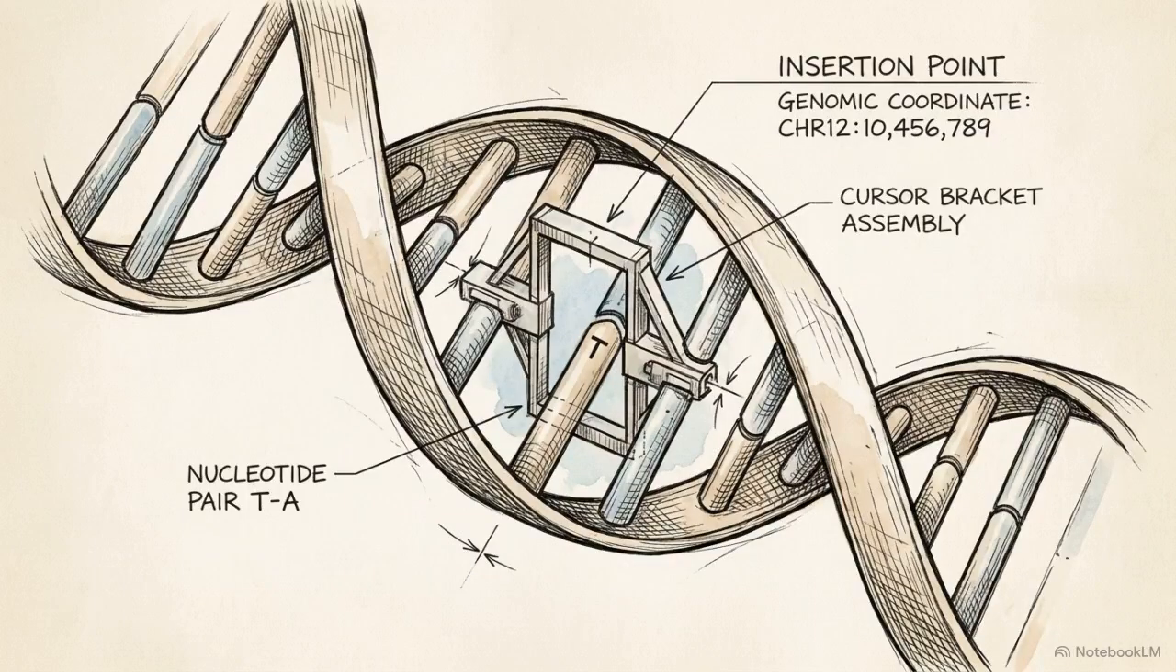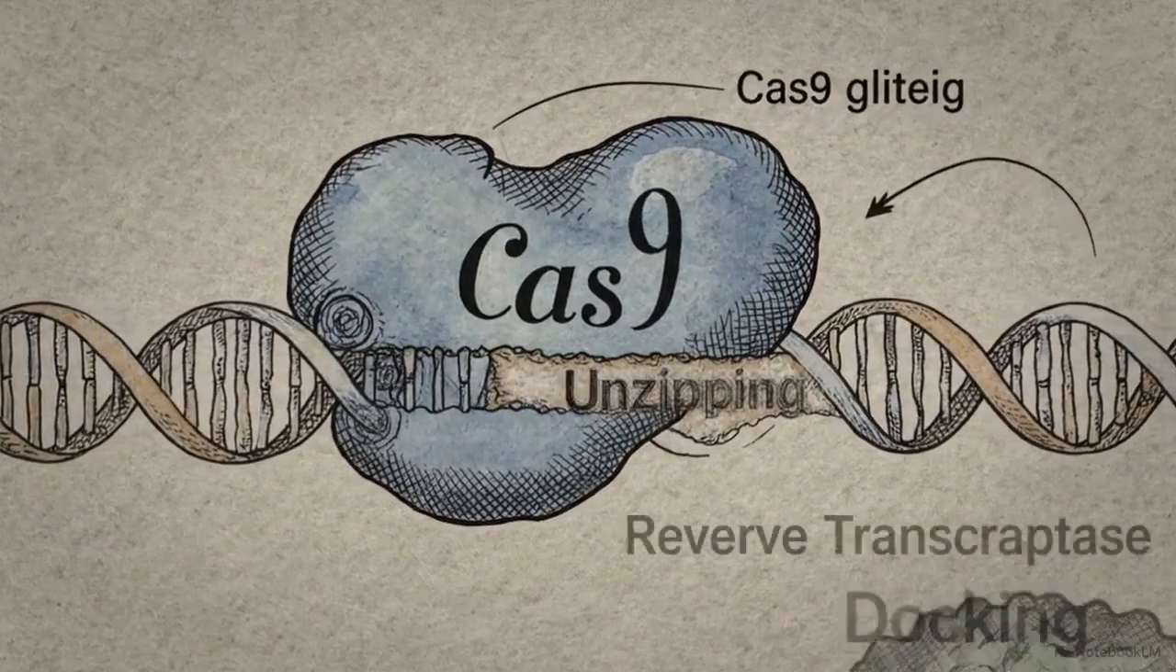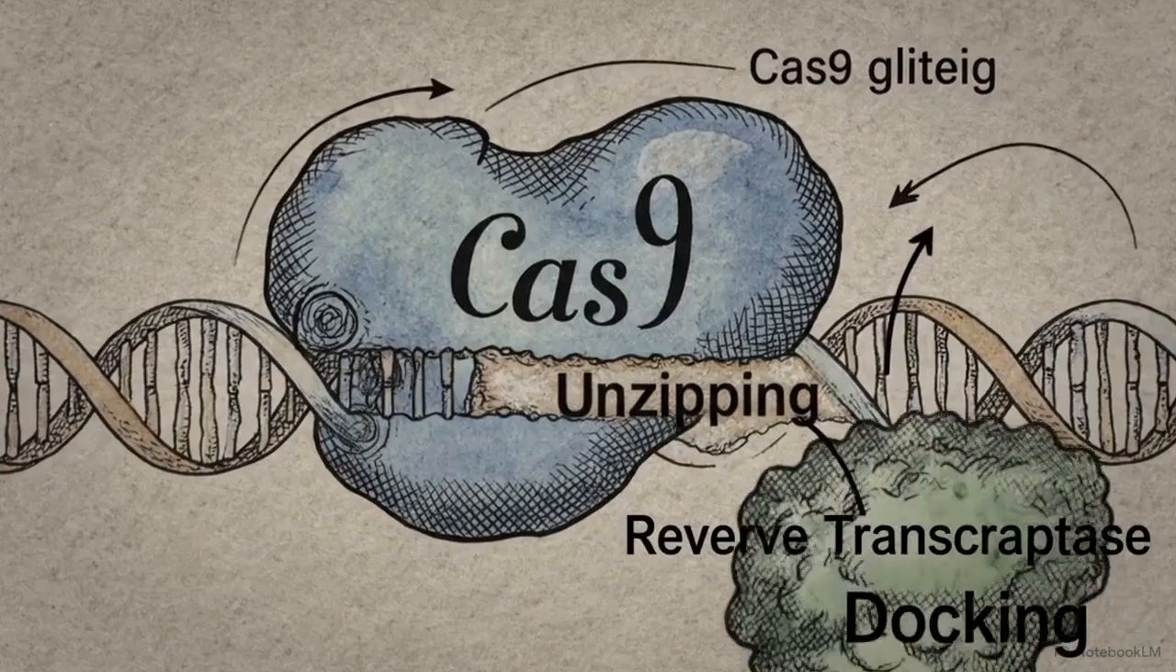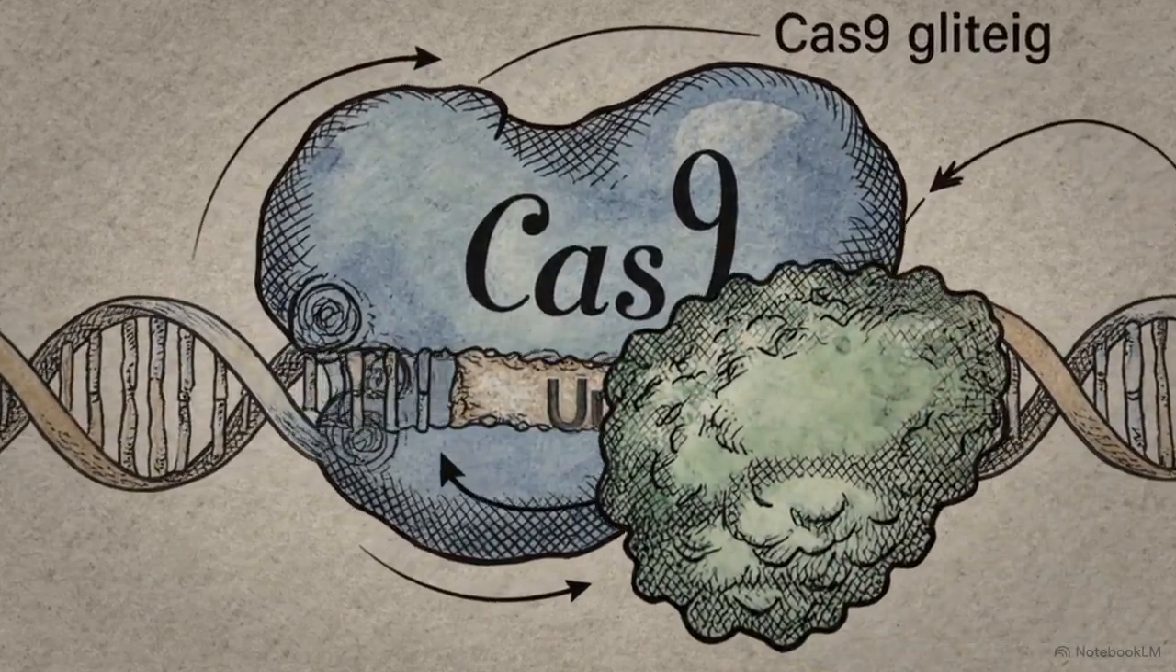We have the genomic map of human disease, but the field requires a search and replace mechanism capable of rewriting that map without relying on the cell's inefficient homology-directed repair pathways. In 2019, a system emerged that bypassed both double-strand breaks and the requirement for exogenous donor DNA. It is known as prime editing.